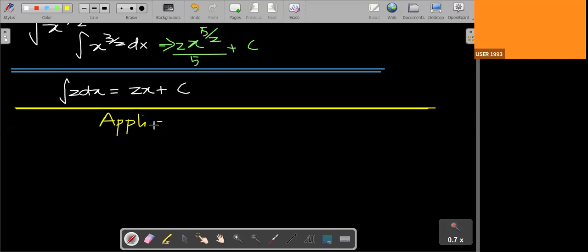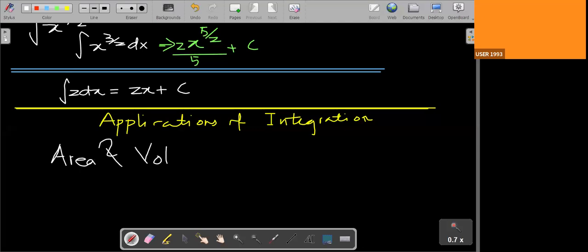Applications of integrations. The main application is to find the area and the volume. I'll give time to copy, okay? Look at this carefully. Area and volume.